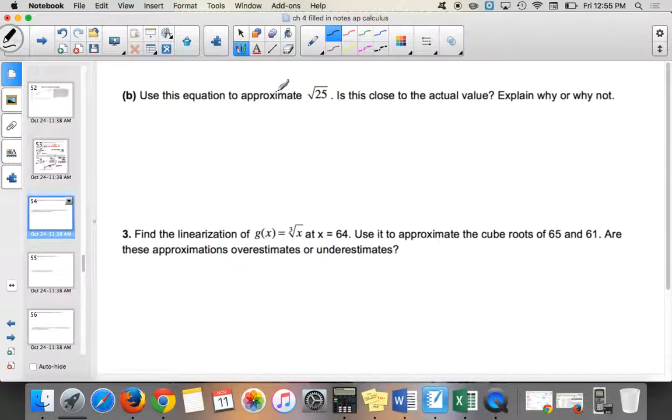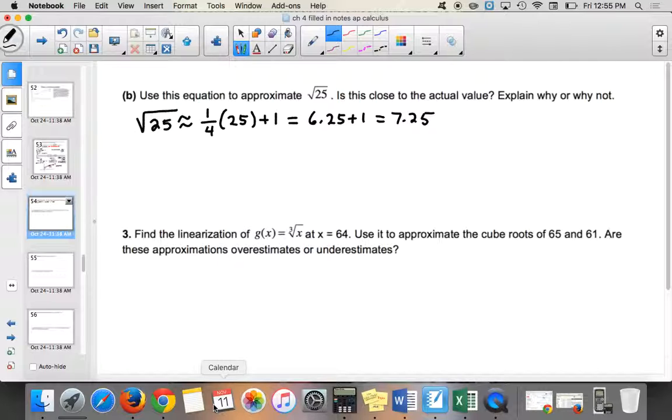All right, so it says use this equation to approximate the square root of 25. We all know what the square root of 25 is, right? But what if I plugged it into 1/4 x plus 1? The square root of 25 should be 5, but if I plug it in, am I going to get something close to 5? What's 1/4 of 25? 6.25. Plus 1 is 7.25. Is 7.25 really close to 5? That is not close to 5, is it?